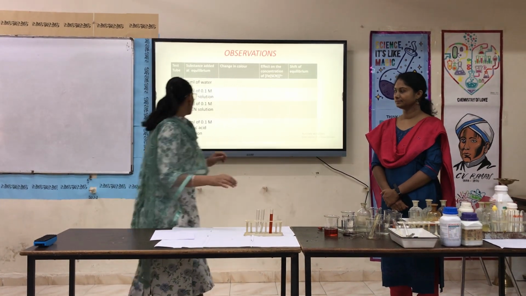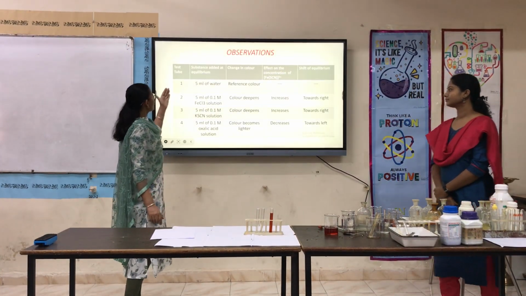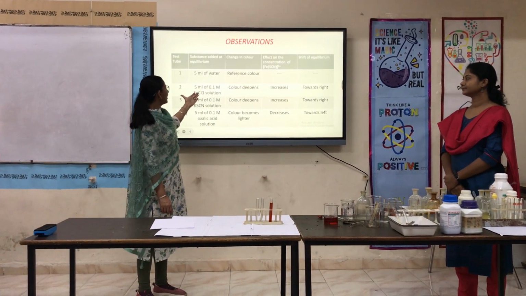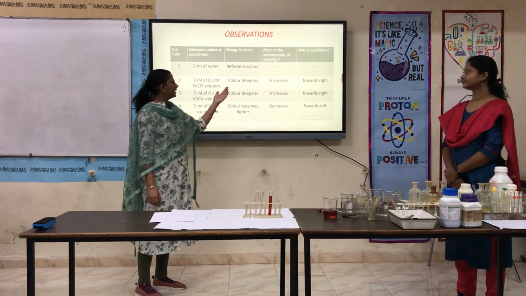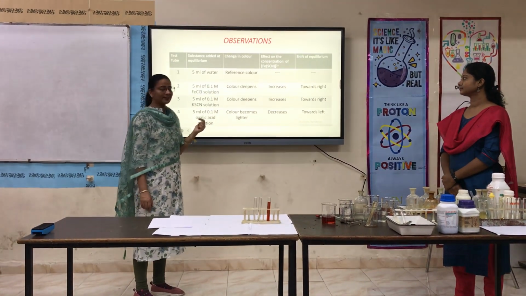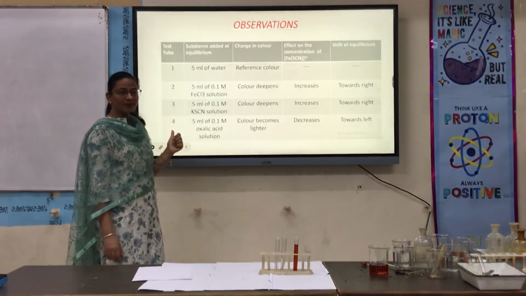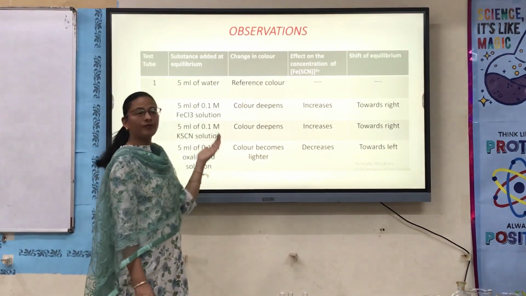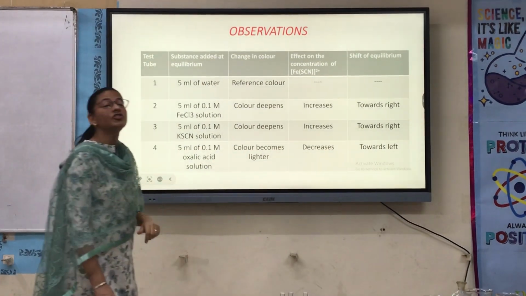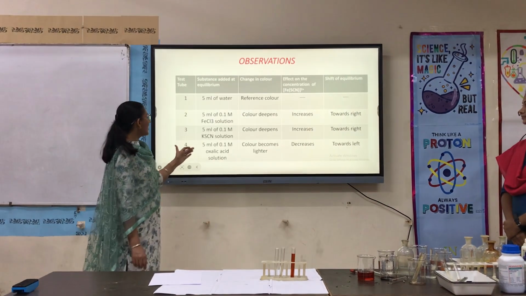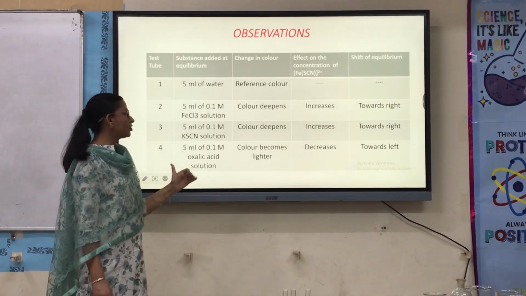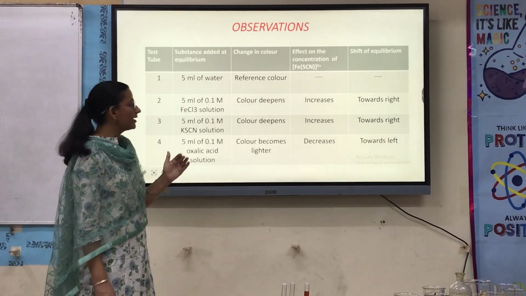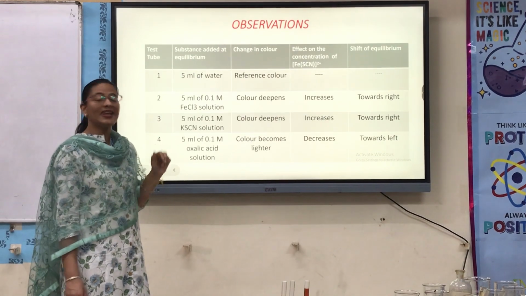So we can conclude our observations in this manner. If 5 ml of water is our reference color, then when we add ferric chloride solution, the color deepens, meaning equilibrium is shifting towards the right side. When we add 5 ml of potassium thiocyanate solution, the color deepens again, which means the concentration of product is increasing and equilibrium is again shifting towards the right side. And when we add 5 ml of oxalic acid solution, the color becomes lighter. It means the concentration of our product is decreasing and equilibrium is shifting towards the left-hand side.